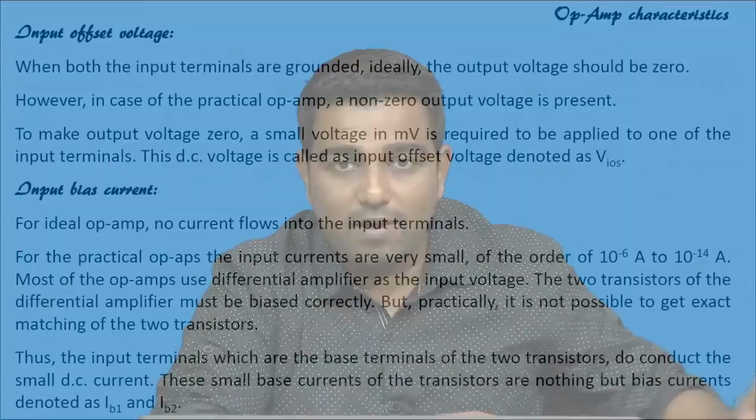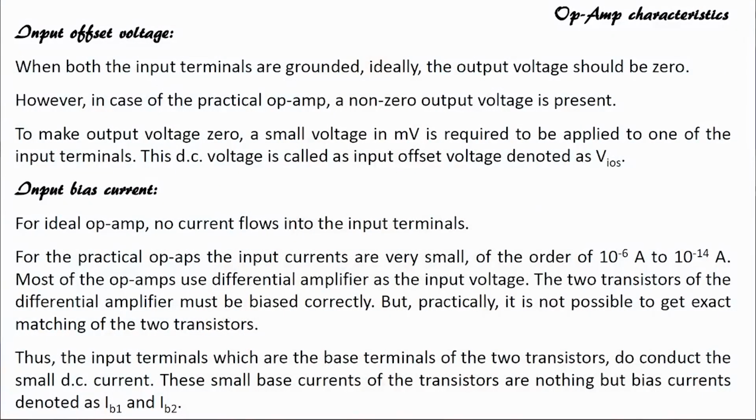Same way, if you talk about input bias current, what is input bias current? For an ideal operational amplifier, no current flows into the input terminals, right. But for practical op amps, you will see that the input currents are very small, around 10 raised to minus 6 to 10 raised to minus 14 ampere. The input terminals, which are the base terminals of two transistors, draw a small DC current. This small base current of the transistors is nothing but the bias currents denoted by IB1 and IB2.